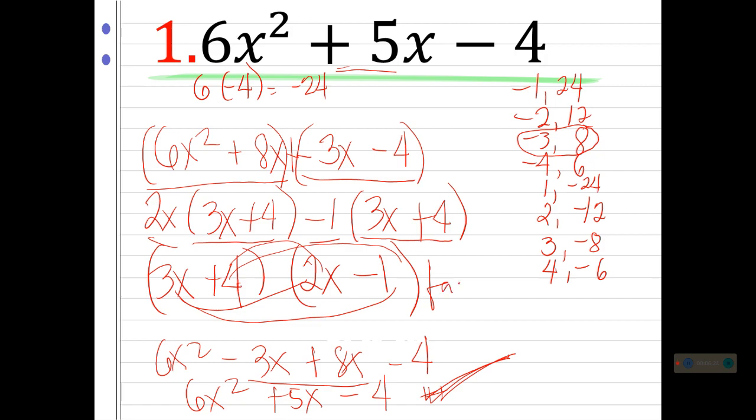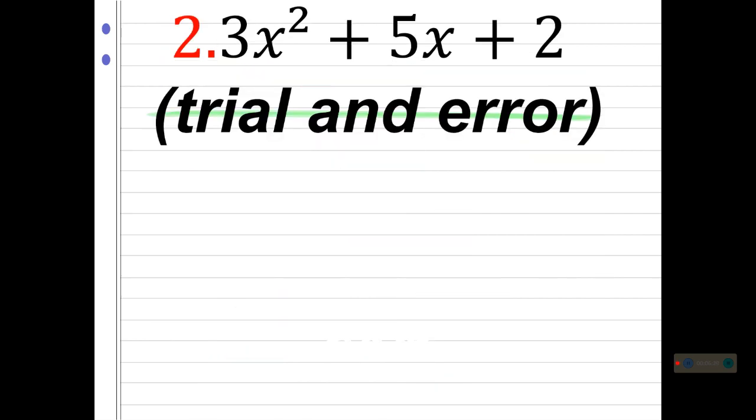So again, these will be your binomial factors. Is there any question? Okay, so let's have another example.